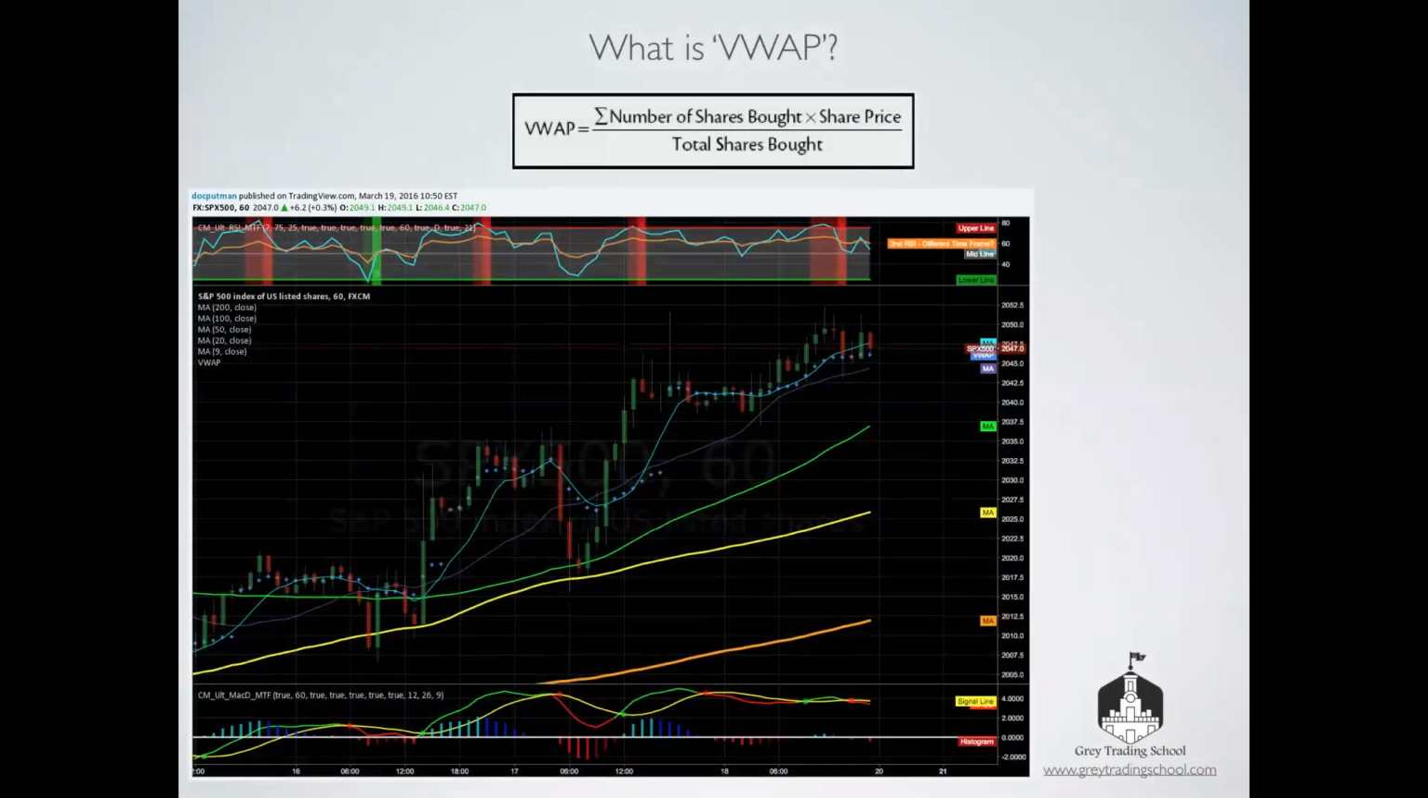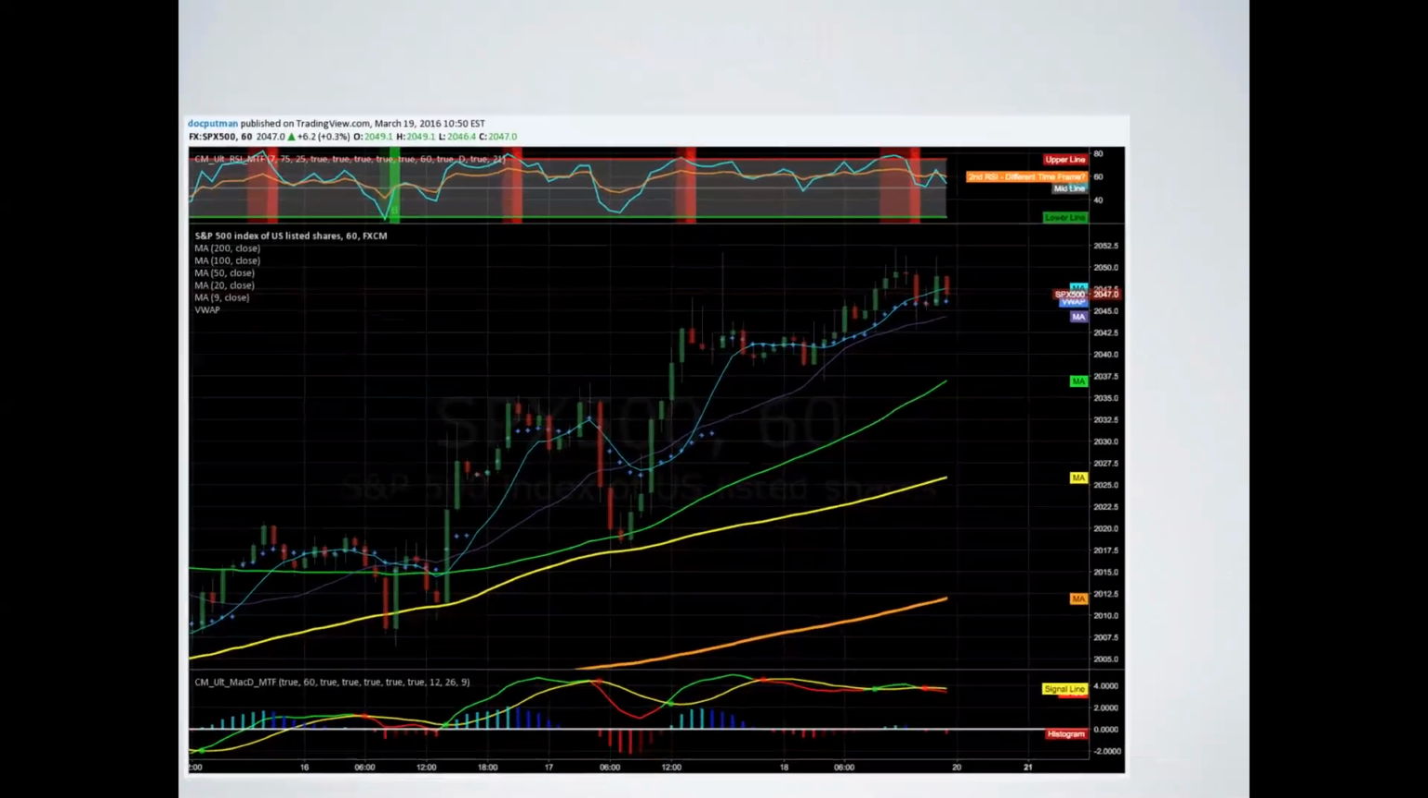So what does volume weighted average price, or VWAP, actually mean? VWAP is calculated by adding up the dollars traded for every transaction, which just means the price multiplied by the number of shares traded, and then dividing that by the total number of shares traded for the entire day. So this will give you the average price for the security throughout the day, and kind of give you an idea of what the average investor paid for that security through the day.